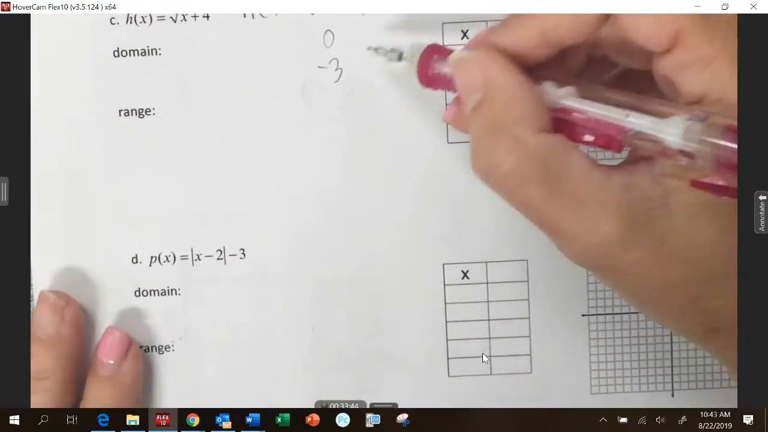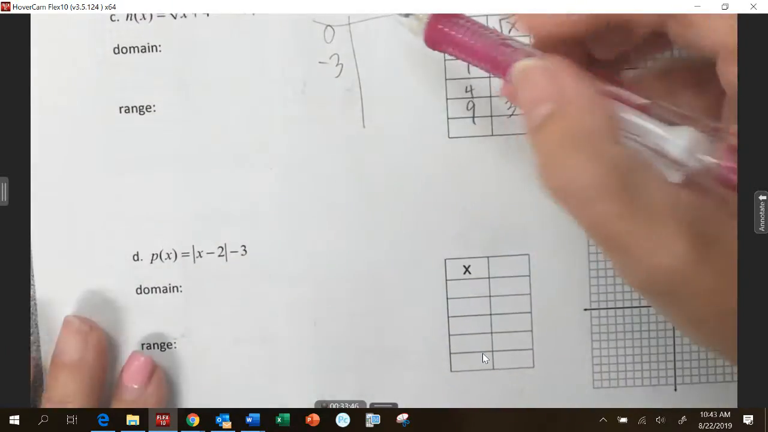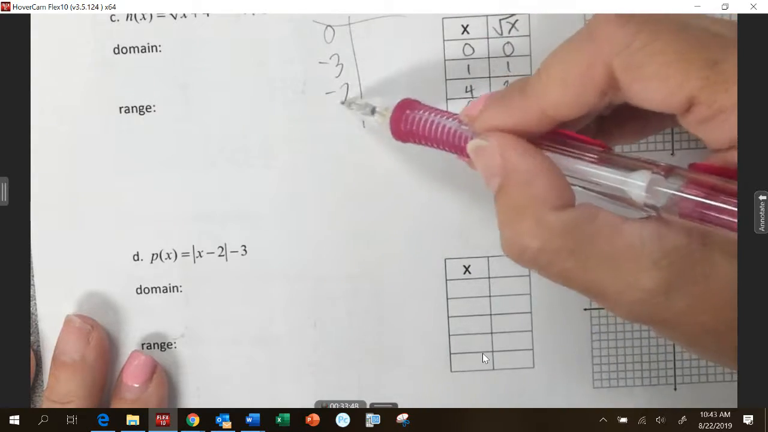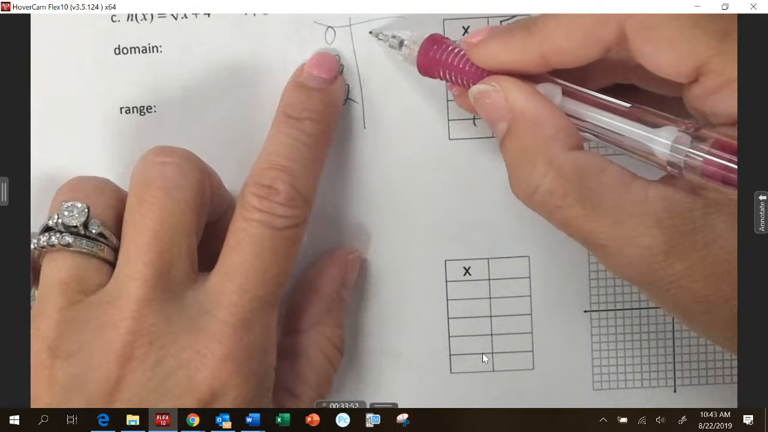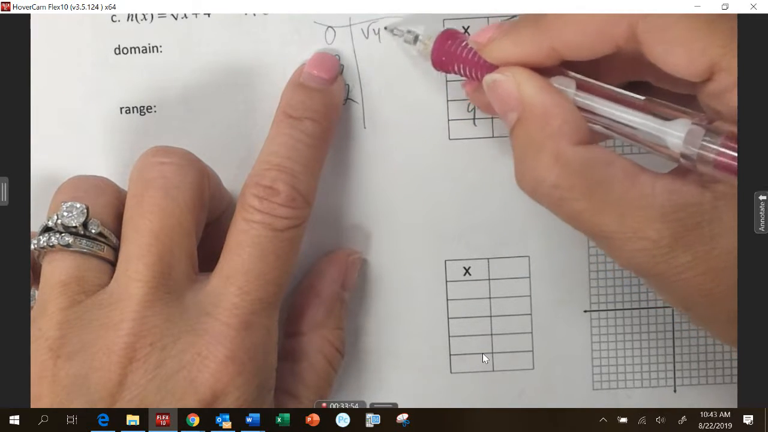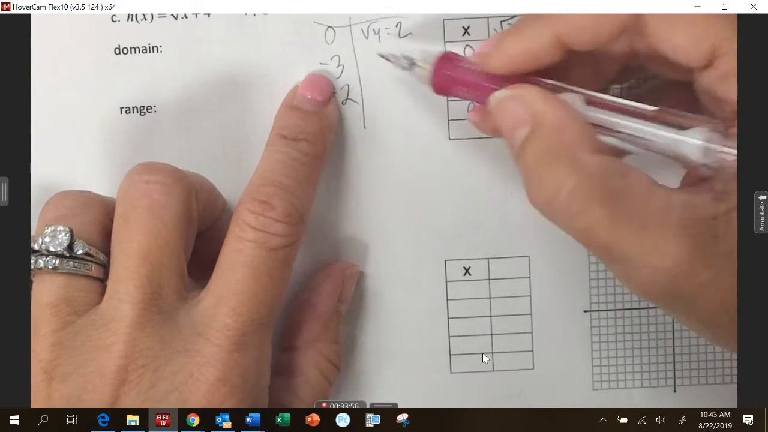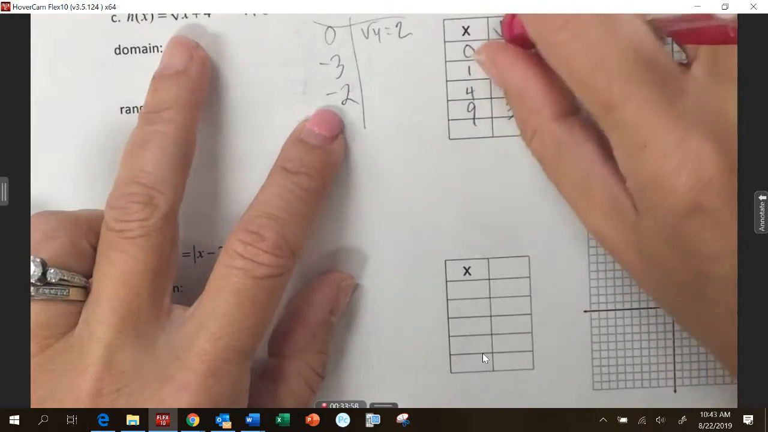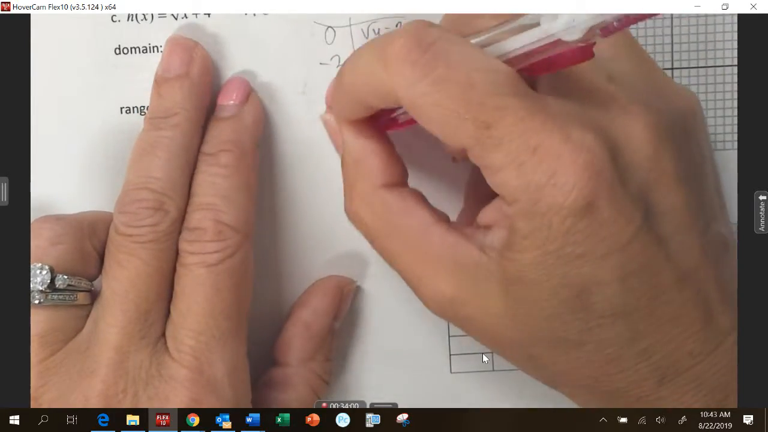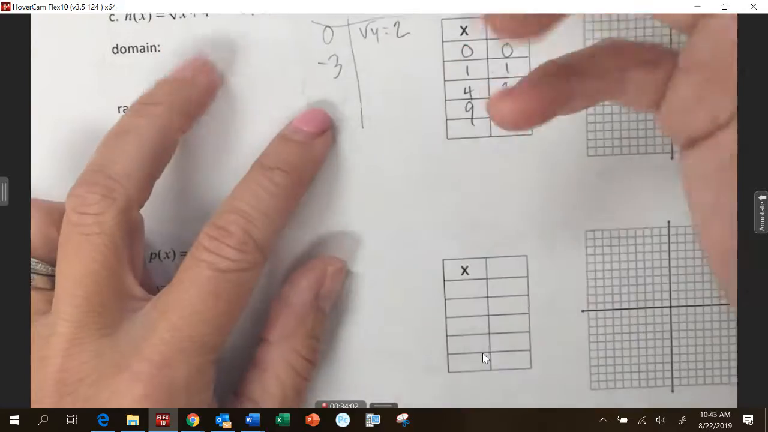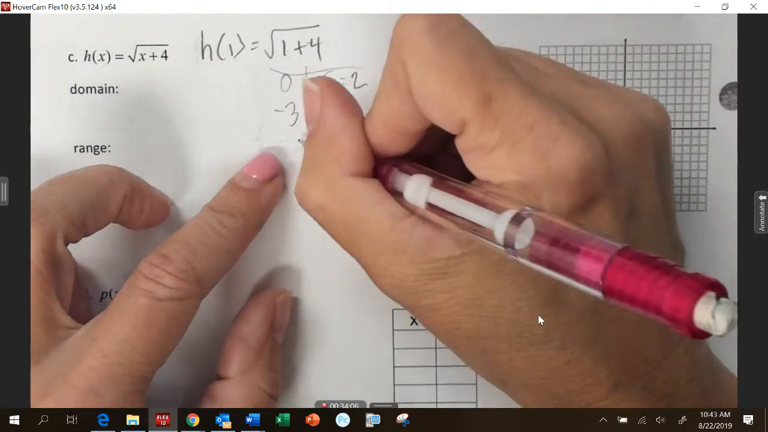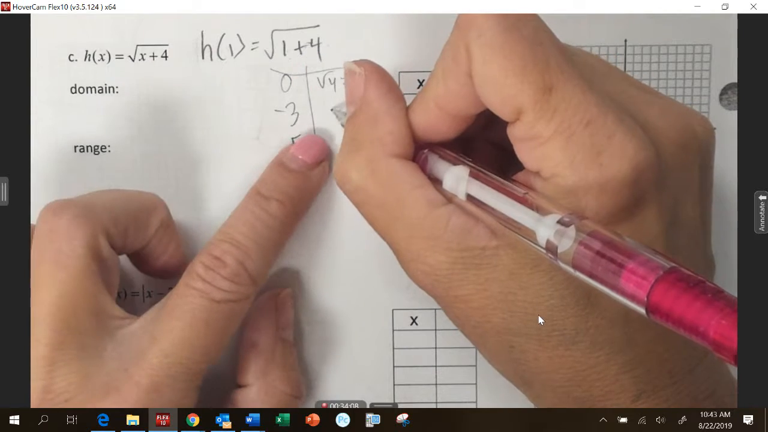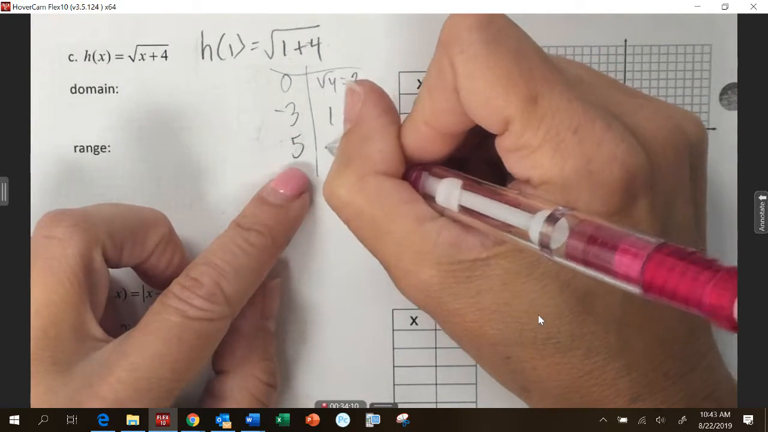So this is just making a table. You can plug in whatever x's you want. What would be another one to plug in? Negative 2. And then if you plug in 0, you would get square root of 4, which is 2. Negative 2 is not a good idea. What's another good one to plug in? 5. It's going to give us 1. This one would give us 3.